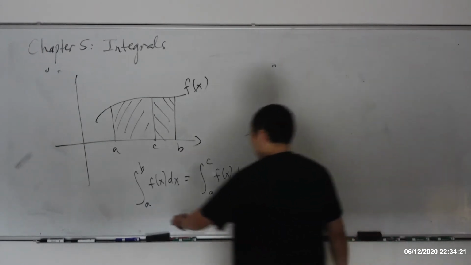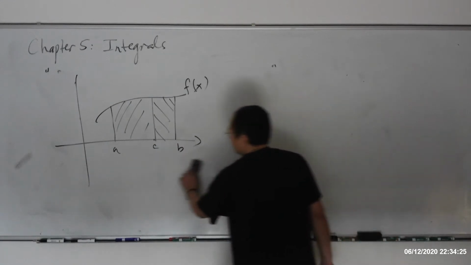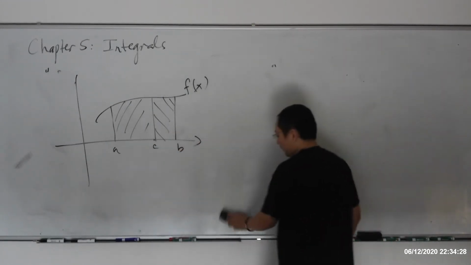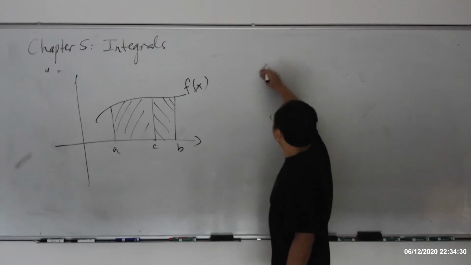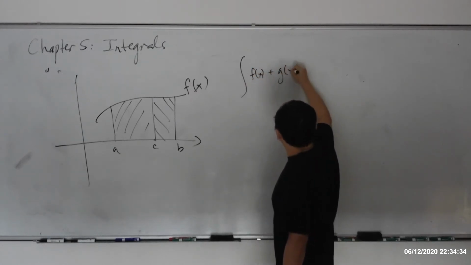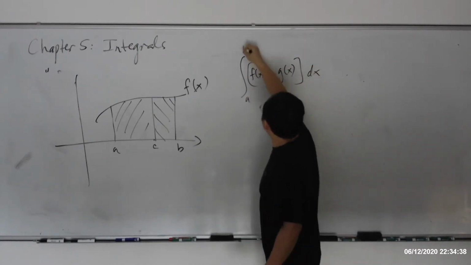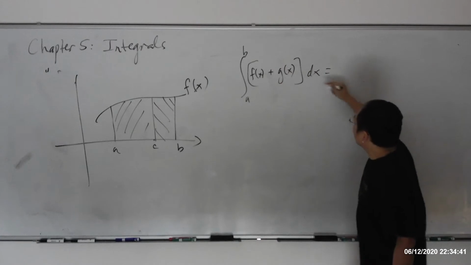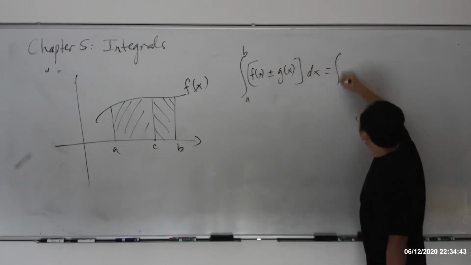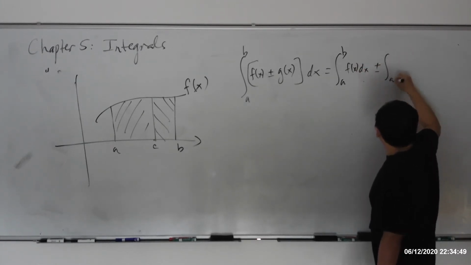And we have some properties out of the integral. And I think it works for both definite and indefinite integral. Integral of f of x plus g of x, so the sum of two functions, dx from A to B. You can add or subtract, okay? Integral from a to b, f of x dx plus or minus integral from a to b, g of x dx.